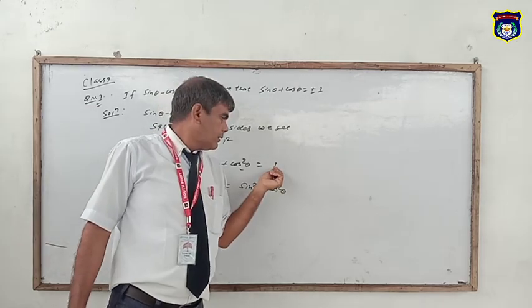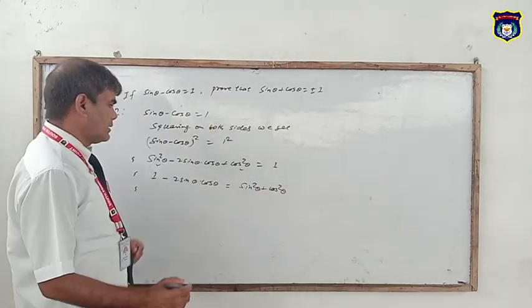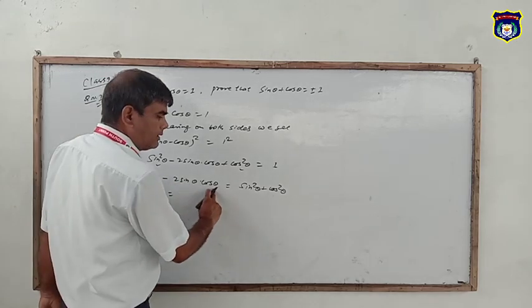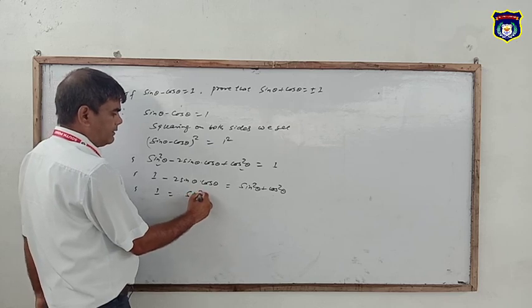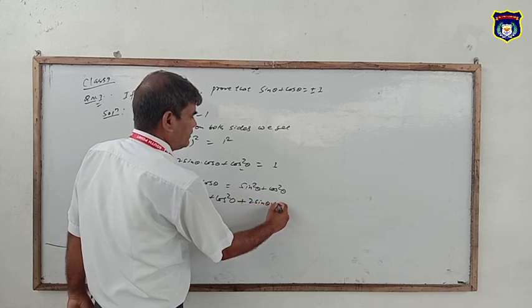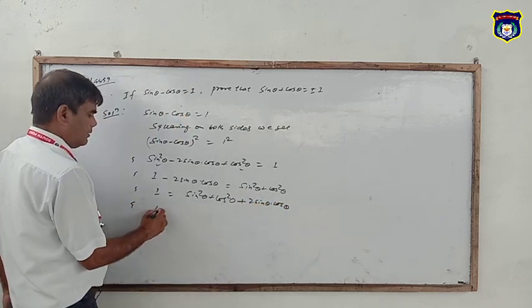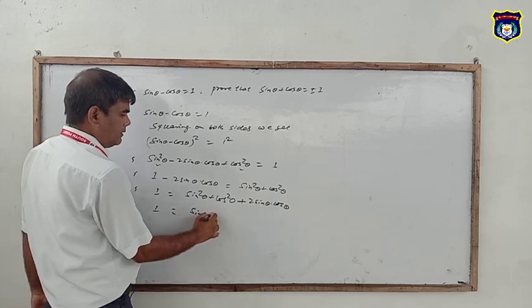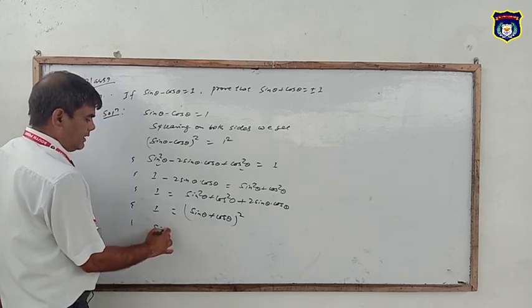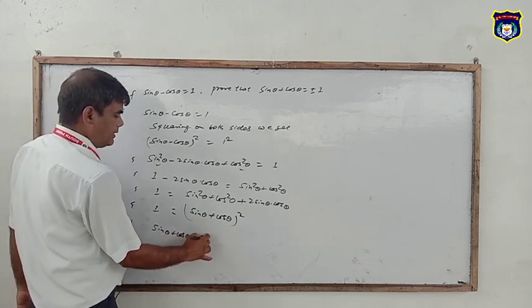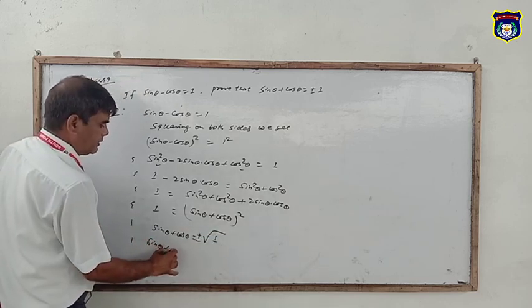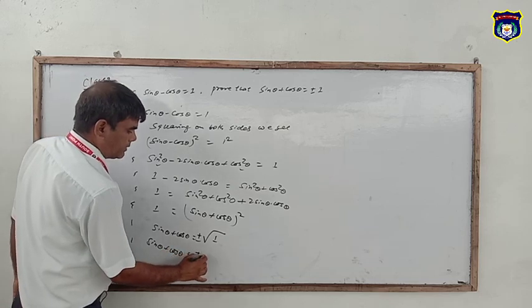So we can write 1 is equal to sin square theta plus cos square theta, or 1 is equal to, changing this to the other side, sin square theta plus cos square theta plus 2 sin theta into cos theta, or 1 is equal to (sin theta plus cos theta) whole square, or sin theta plus cos theta is equal to plus minus root 1, or sin theta plus cos theta is equal to plus minus 1.